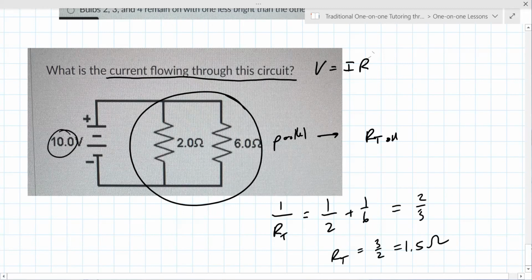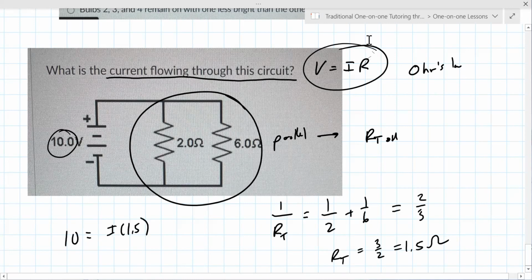And they give you your voltage. So you're going back to this equation, you're going back to Ohm's law. And you're looking at 10 equals I times 1.5, divide both sides by 1.5, and you get, well, let's see here, 6.7 amps. Some weird rounding in this.